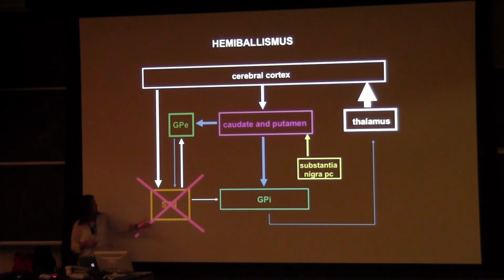Okay, so when you do this, you have too little inhibition. And so the hypothesis is that when you have too little inhibition, a lot of movements that you don't want to make are free to come through, and you're not inhibiting unwanted movements. You're not selecting the right movements.